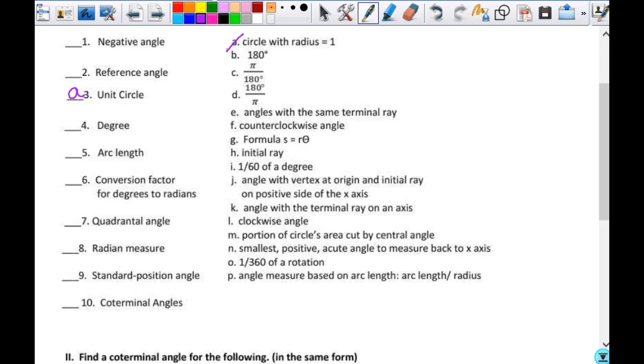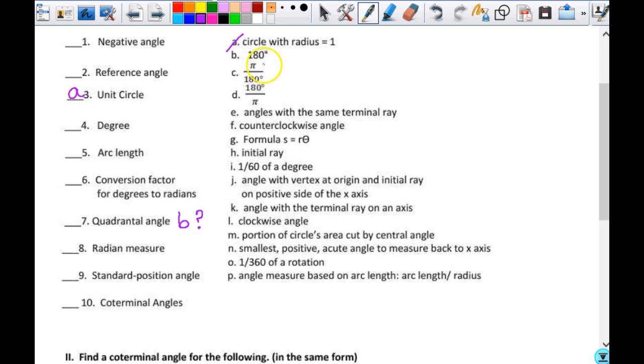180, well, that's kind of vague. 180 could be the answer to a lot of things. But not any of these. It is degrees, but I really don't think that's it. Arc length, it's not a conversion factor. It is a quadrantal angle, so I don't know that that's really the best fit for this term, but it is an example of one, so we'll put a B with a question mark. If there's nothing else better, then that's probably our answer. Radian measure, standard position angle, coterminal angle. All right, so then we'll move on.